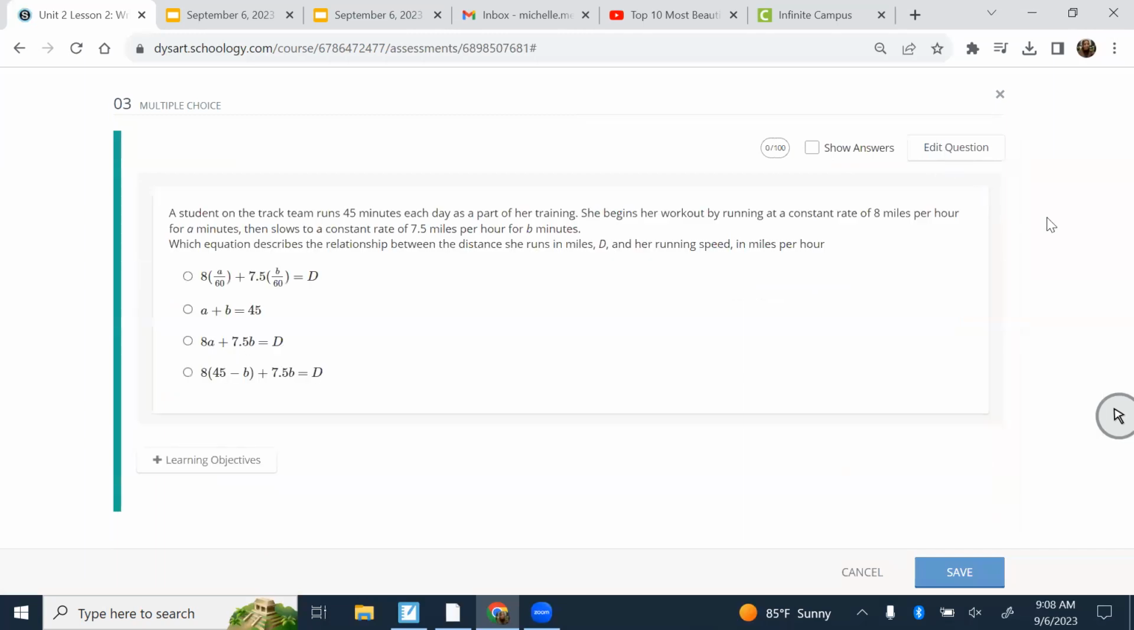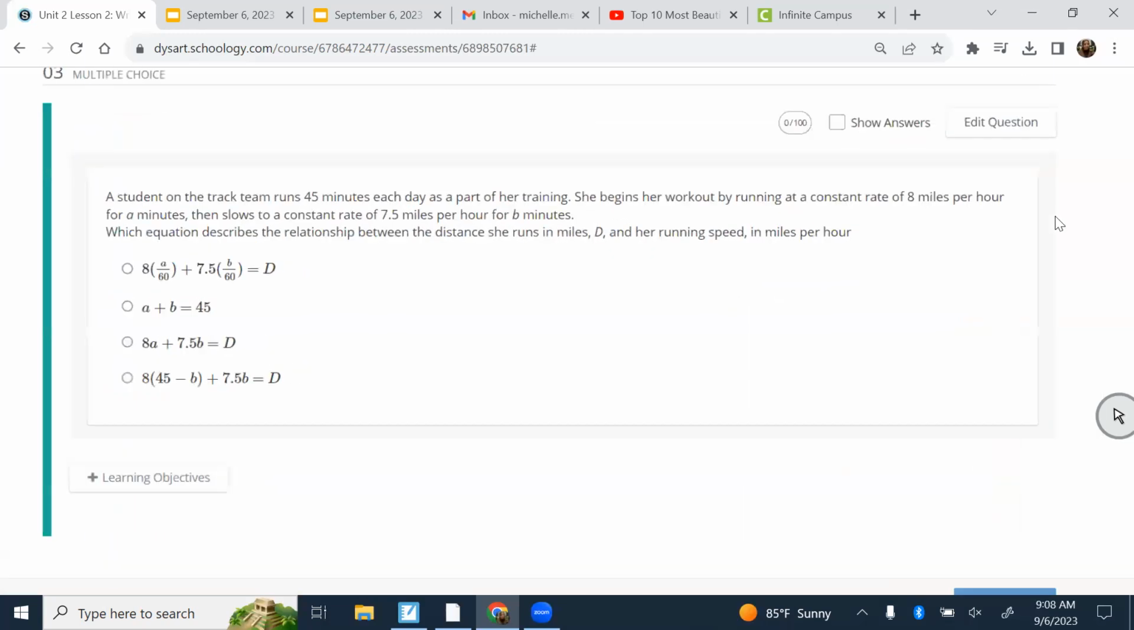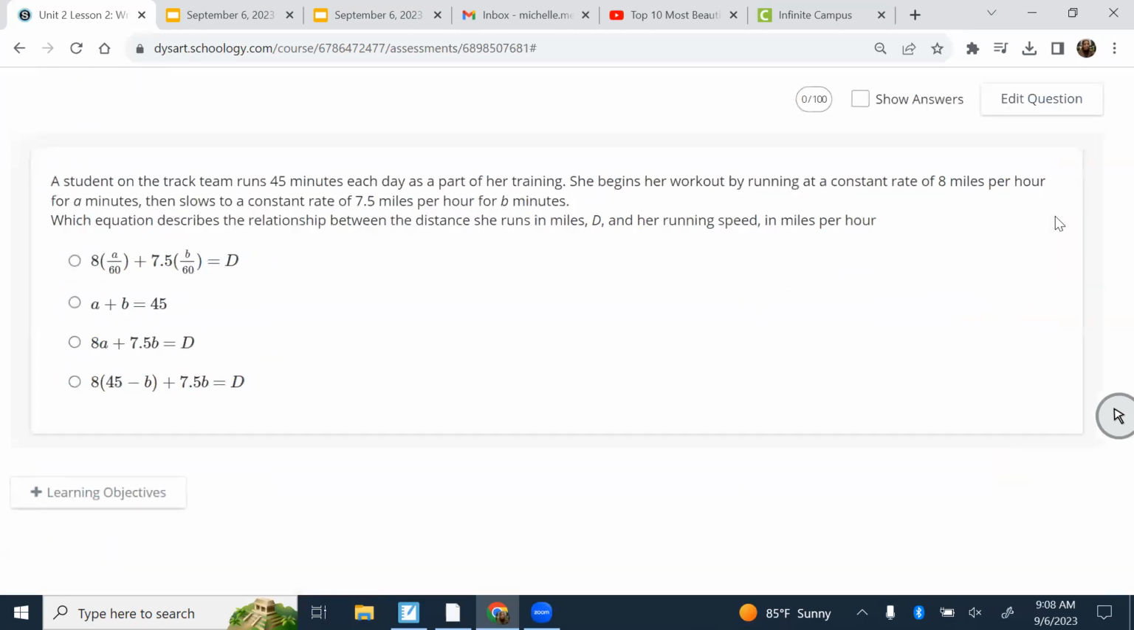So we have a student on the track team runs 45 minutes each day as part of her training. She begins her workout by running at a constant rate of 8 miles per hour for A minutes, then slows to a rate of 7.5 miles per hour for B minutes. And we're picking which equation describes the relationship between the distance she runs in miles D and her running speed in miles per hour. So lots to unpack here.